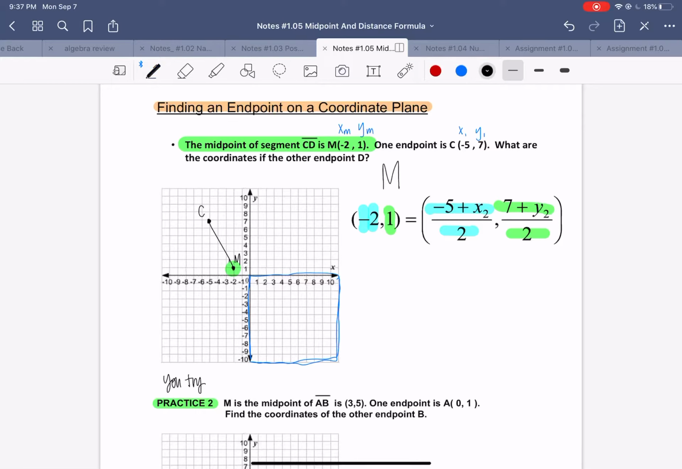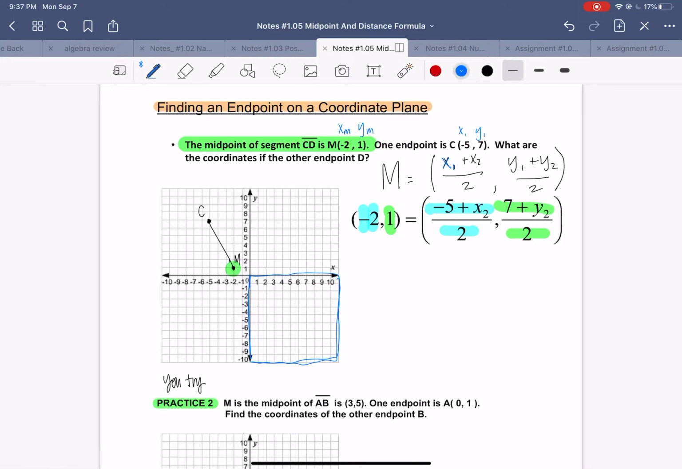Remember the formula for the midpoint: X1 plus X2 divided by 2, Y1 plus Y2 divided by 2. But we don't have a Y2, so that's going to stay blank. We have an X1, which is -5, so they did plug that in. We don't have an X2, so we don't plug that in. We have a Y1, which is 7, and we don't have a Y2. So we plugged in the same way we would, but we're leaving Y2 blank because that's what we're trying to find. We plugged in our XM and our YM, which is -2, 1, on the left side of the equation.